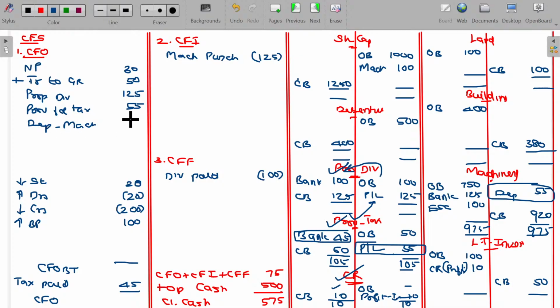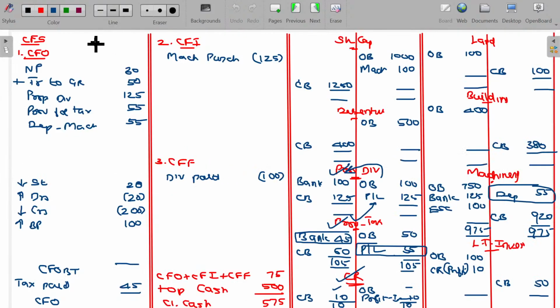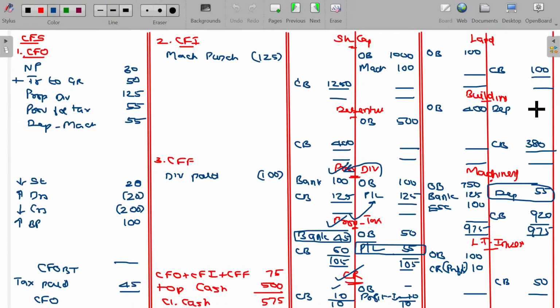Double entry: once you get any balance, it should be posted immediately to another place. Building costing 150, WDV 70, sold for 60, and 10 rupees you get less, then it's called loss. And there is purchase also available, building related. And there is a depreciation for building also, 20 rupees. I'll finish off building depreciation first of all. Depreciation reduces the value of the asset, this value being 20, and is debited to the P&L account. So here, building depreciation 20.